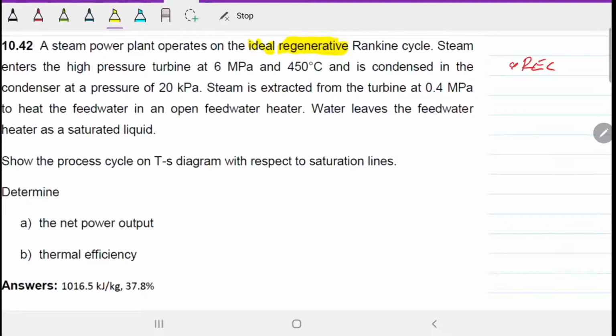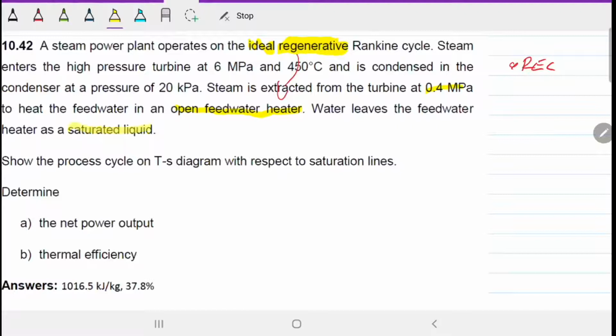Okay. We have steam entering the high pressure at 6 megapascals and 450 degrees. So that's going to be our high end. And it's condensed in the condenser to a pressure of 20 kilopascals. That's our low end. The steam is extracted from the turbine at 0.4 megapascals to heat the feed water in an open feed water heater. So this is the new thing. So this has to do with this regeneration here. Okay, so the regeneration is precisely this open feed water heater that we're going to use to get back some of that energy that we otherwise discard. Water leaves the feed water heater as a saturated liquid.